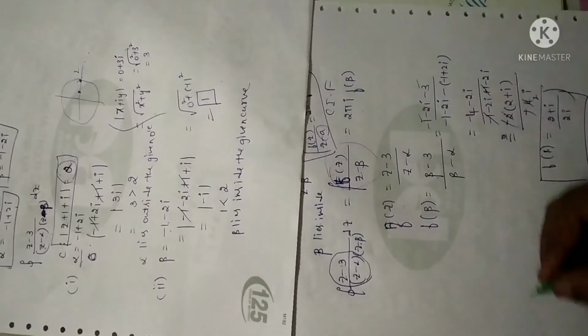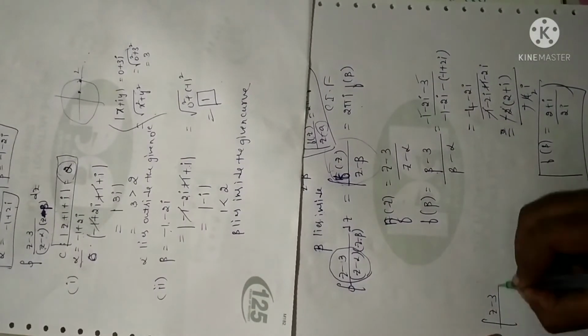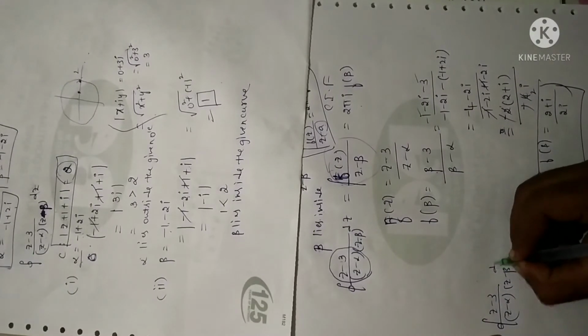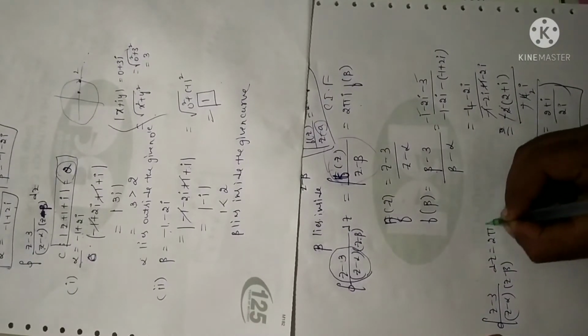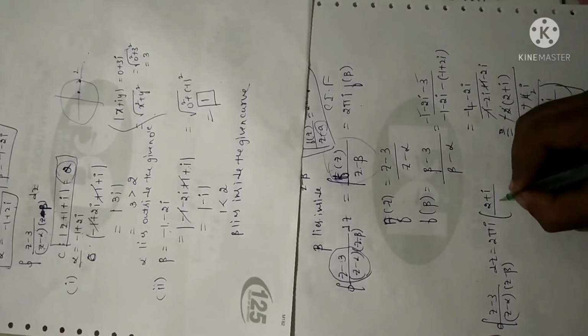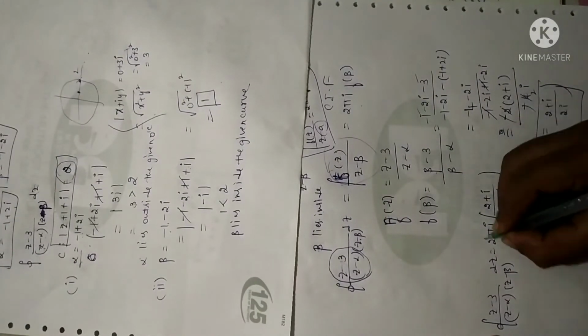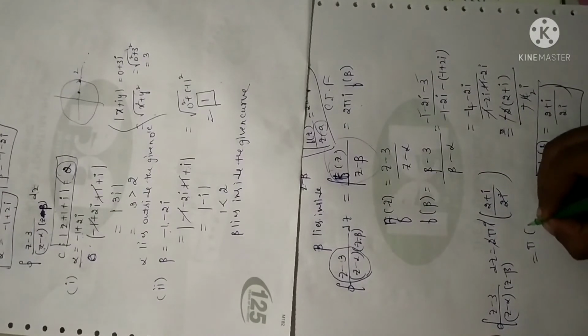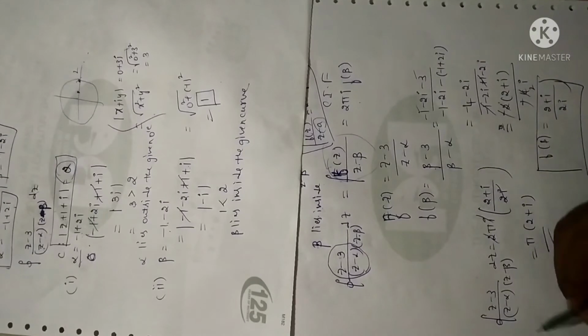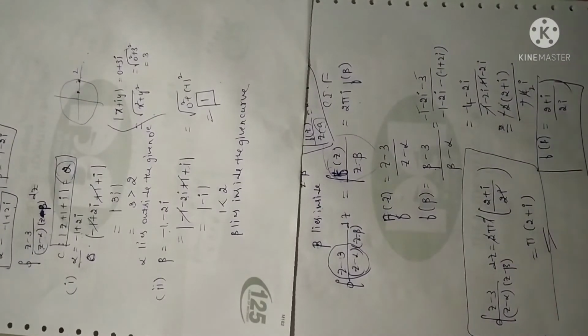Therefore, with respect to beta, the integral of z minus 3 divided by z minus alpha into z minus beta dz will be 2 pi i into f of beta, which is 2 plus i divided by 2i. Here 2i cancels. Therefore the solution is pi into 2 plus i. The solution of the given problem is pi into 2 plus i.